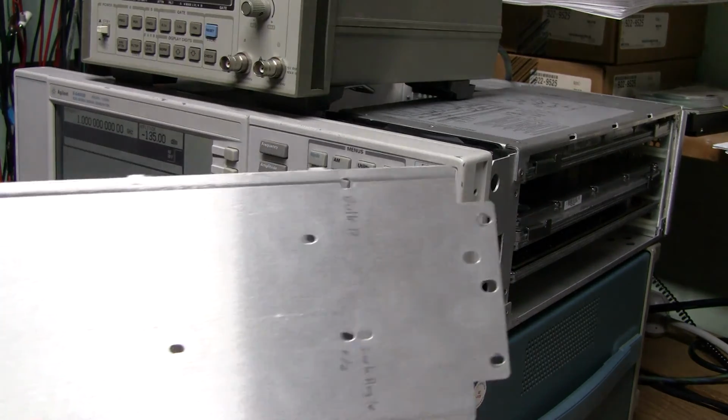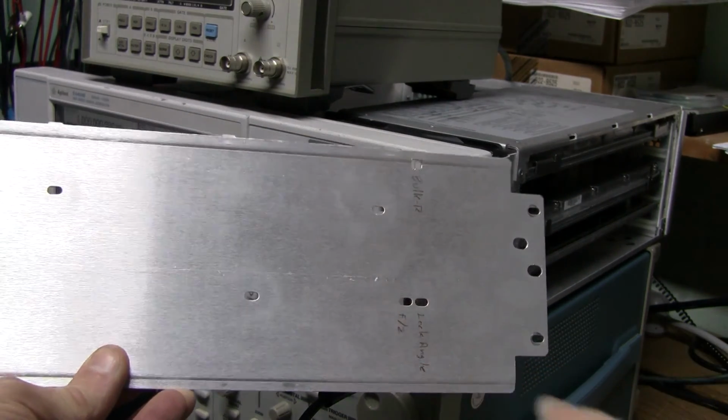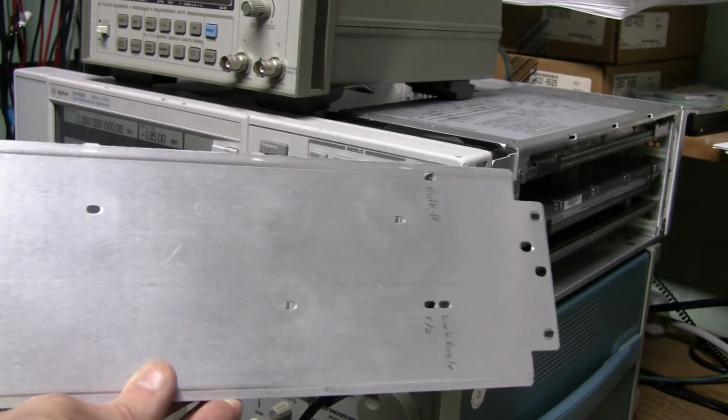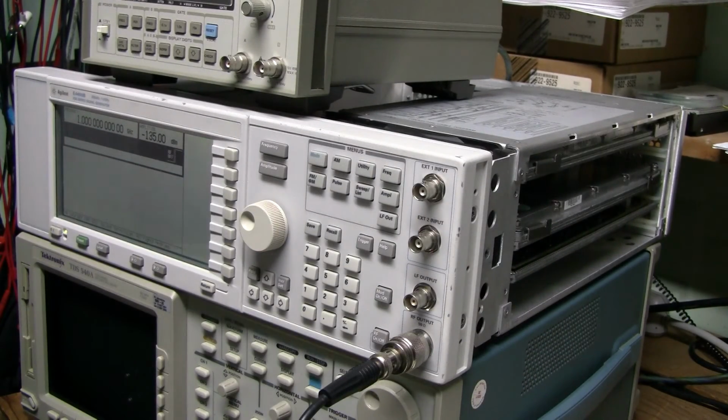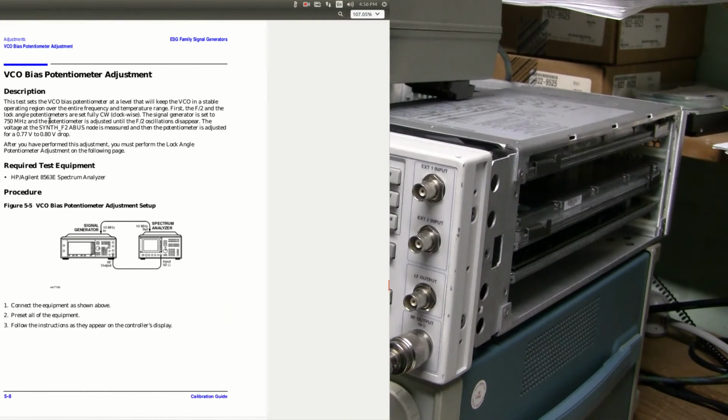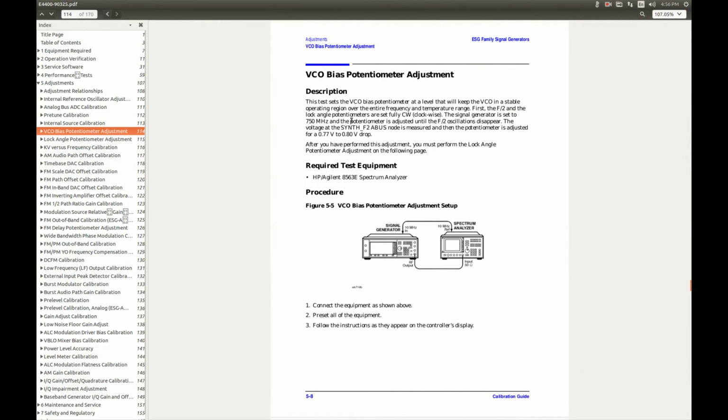I suspect that someone messed up the adjustments, and I'm afraid I cannot really adjust these things properly because I don't have a spectrum analyzer. There is a section in the calibration guide regarding this adjustment, and the spectrum analyzer is necessary for this procedure. They also propose to measure voltage at some point and adjust potentiometers so that the voltage is within this range, but I'm not quite clear where exactly this should be measured.